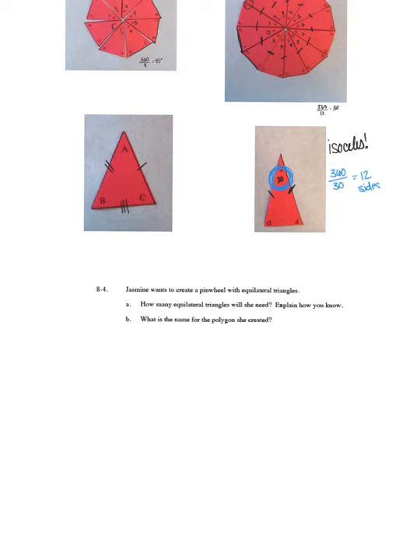Jasmine wants to create a pinwheel with equilateral triangles. In equilateral triangles, I know that all the sides are the same, therefore the angles are all the same as well. How many triangles will she need? Take a minute and answer the question: how many sides would the polygon created by each triangle have?